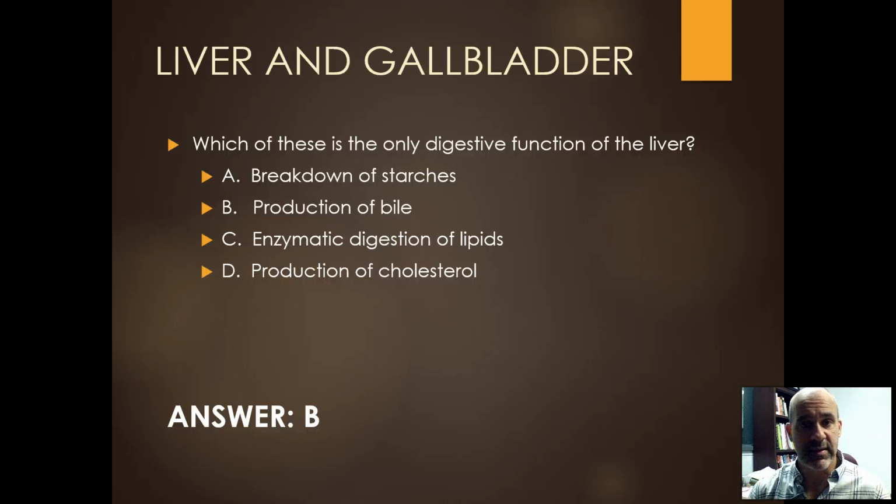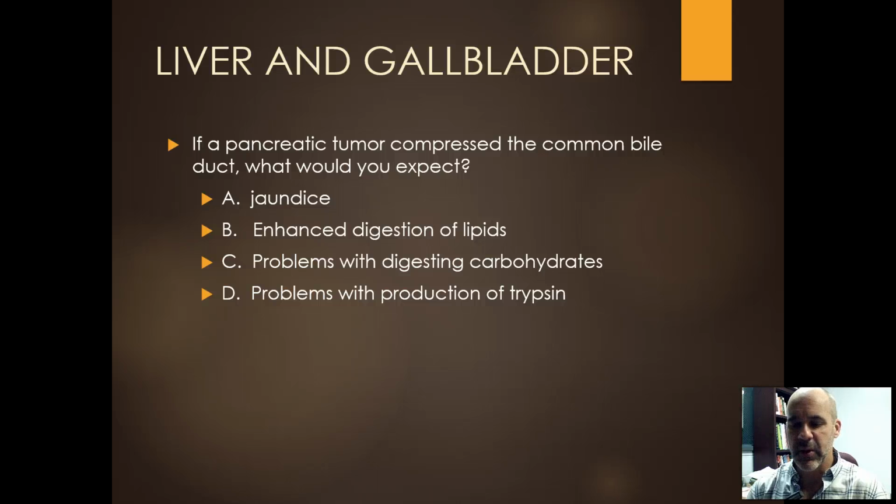The liver processes a lot of lipids. The liver will absorb sugars and store them as glycogen or convert them to fats, things like that. So the liver certainly does a lot of processing of nutrients. But in terms of actual digestive function, taking bigger molecules and turning them into smaller absorbable ones, bile production is the only liver function. All right, liver and gallbladder.